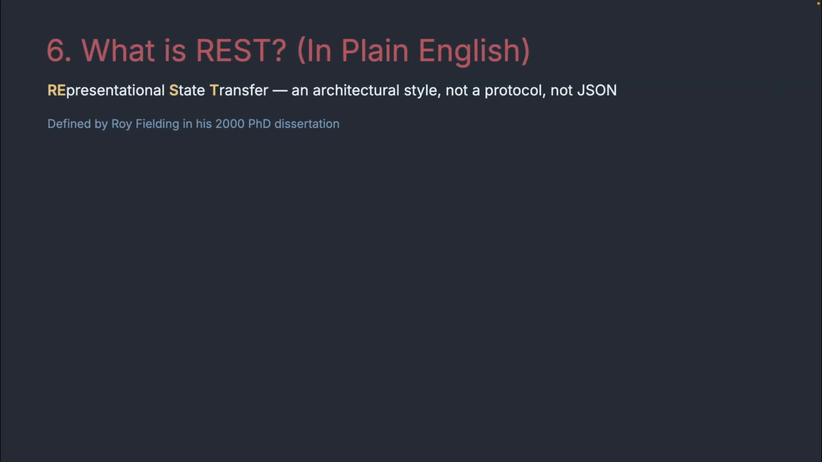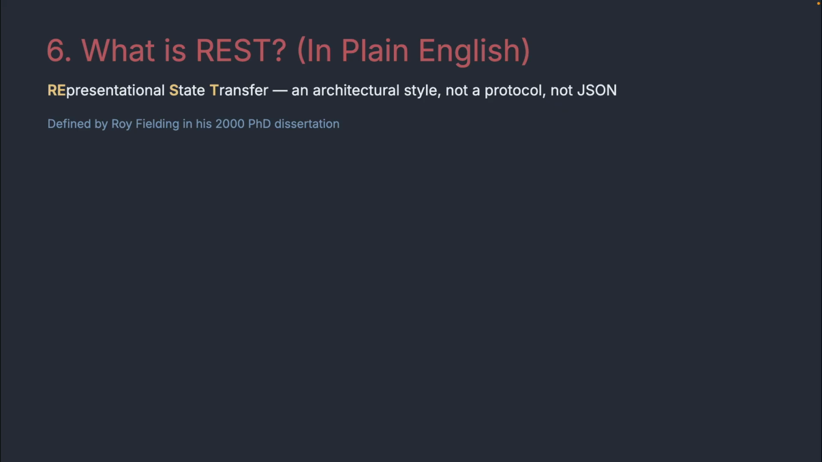So at the end, we talk about HTTP, we talk about TCP and everything. What is REST itself? In plain English, REST means representational state transfer. It's an architectural style. It's not a protocol. It's not JSON. And it was defined by Roy Fielding in 2000. So after that, we understand what it is, and we understand the HTTP.